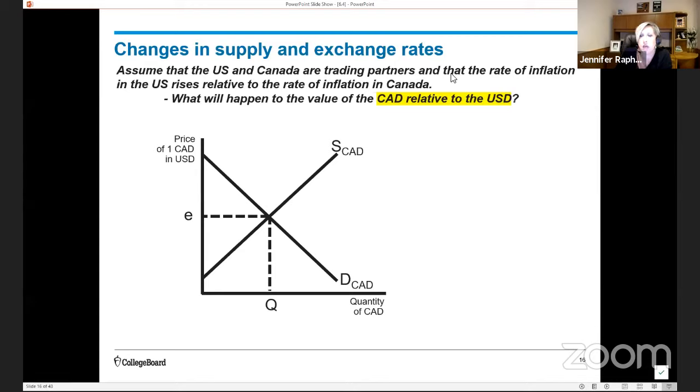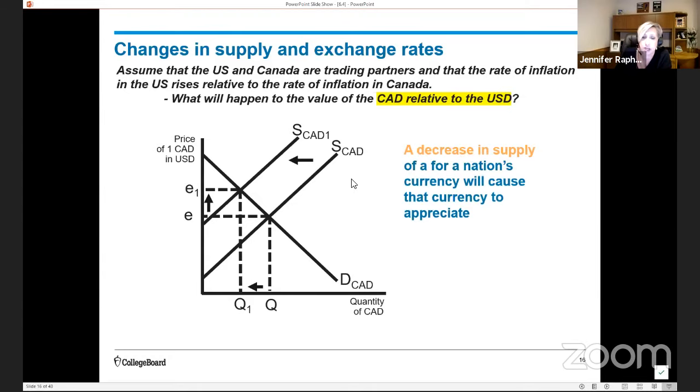So if the rate of inflation in the US rises, that means the price of goods and services in the US is going to be relatively higher than they are in Canada. People are buying less US goods and services. They're going to demand fewer dollars. They're going to supply less CAD. So the decrease in the supply of CAD is going to drive up the equilibrium exchange rate.